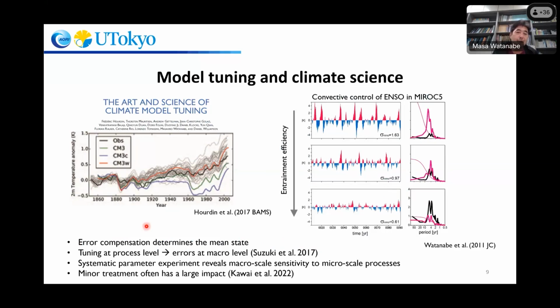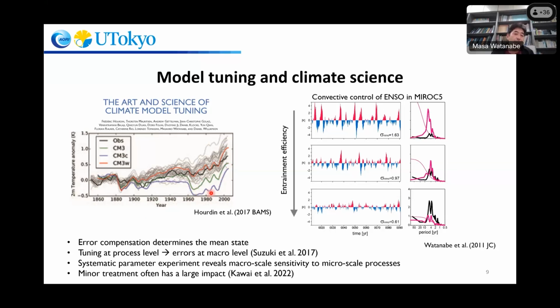And the summary of the workshop has been published in BAMS. The left-hand side panel is taken from that paper, showing the global mean temperature time series from observation and the three perturbed experiments with a single model. What is interesting here is that the model has been retuned by just changing a single parameter of the cloud microphysics process. And the blue one, which is the most apart from the observation, was the best fit in terms of the cloud microphysical process.